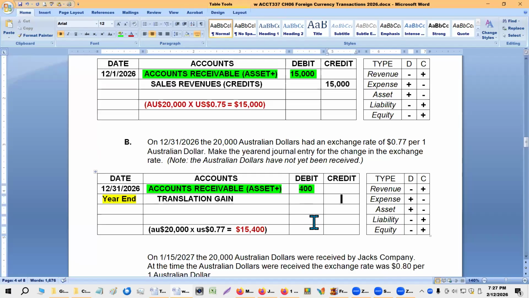So we're going to record a gain of 400 at year end. We're going to say, okay, so this is actually how much this account increased in value at year end. And we will book that on our net income.